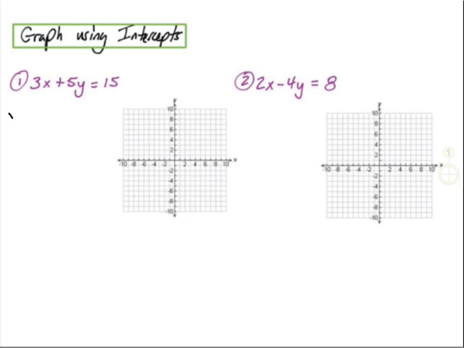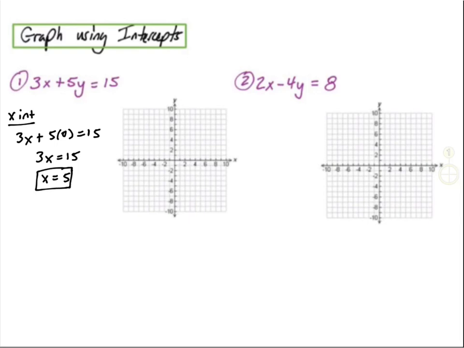So if we're looking for our x-intercept, the easiest way to go about this would be to plug in 0 for y and see what remains for x. So we're going to take 3x plus 5 times 0 equals 15. Well, 5 times 0 is just 0, so that disappears. So we've got 3x equals 15, so x equals 5. So our x-intercept is at 5.